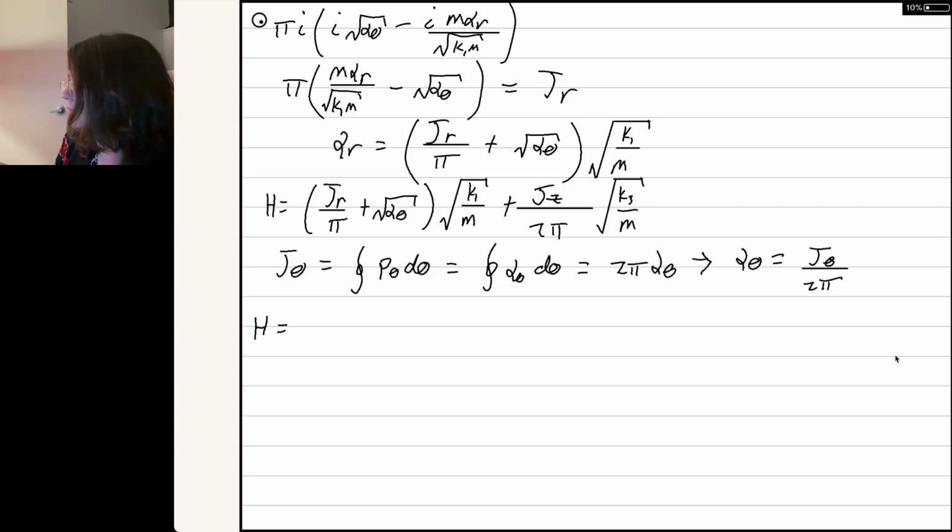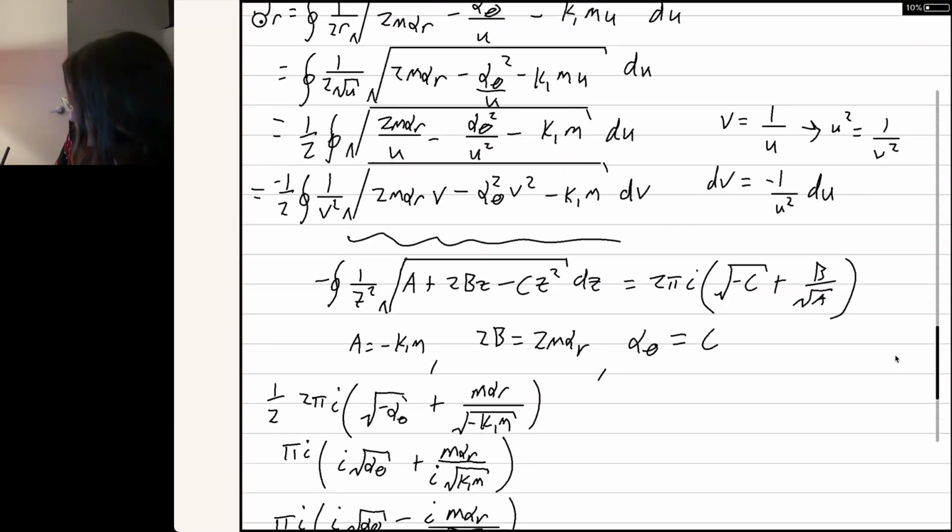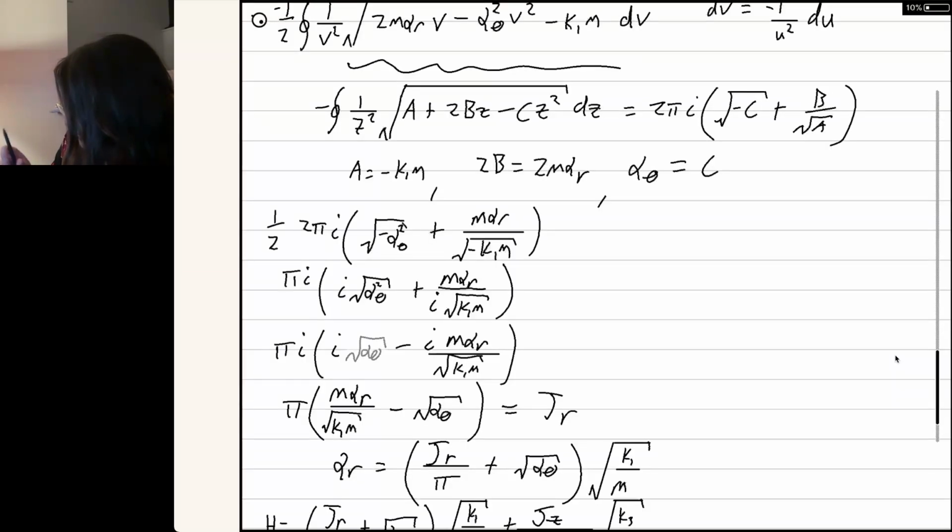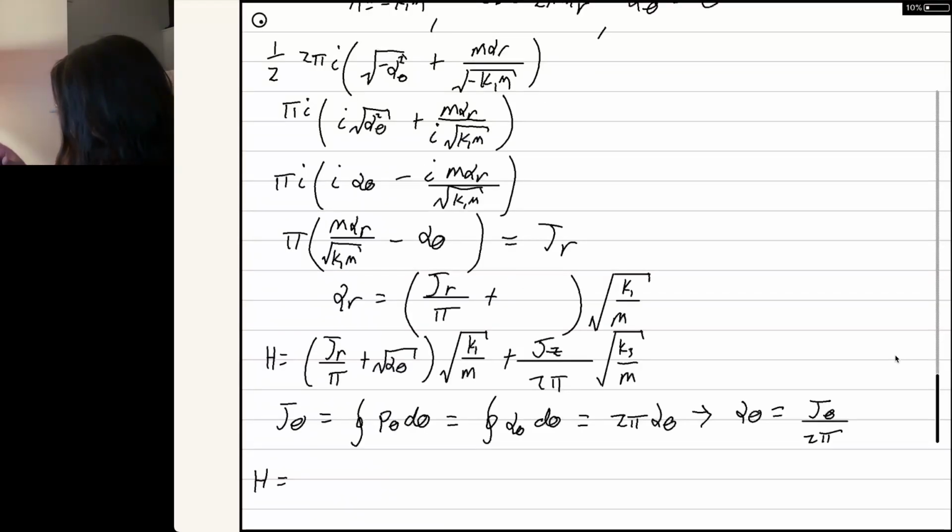Also, I think I did this in a silly way. Where did I mess up? Oh, this is supposed to be squared, so it's actually not square root of alpha theta, but just alpha theta. That helps.